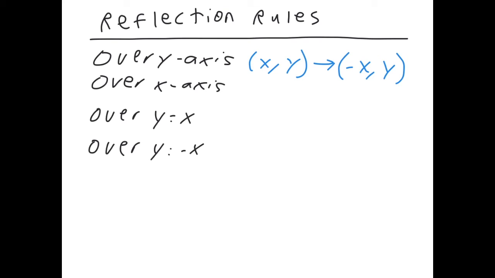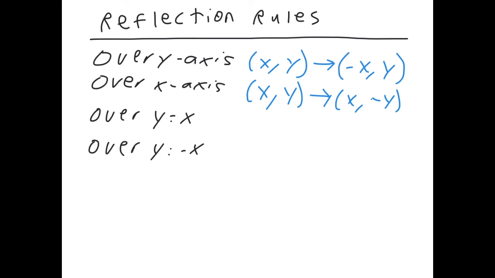Similarly, with the x-axis, we take x, y and we turn that into x, negative y. Because if it's already above the x-axis, that means it's already positive y, and we want to change it to a negative y, and vice versa again.